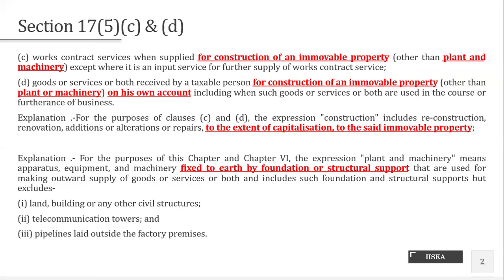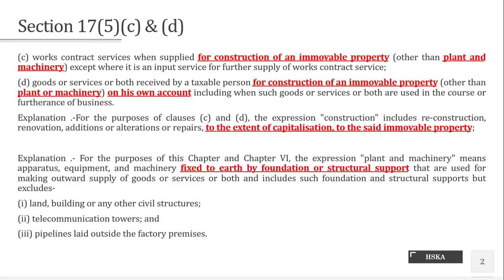17.5C and 17.5D talk about ITC disallowance. C talks about works contract services when supplied for construction of an immovable property other than plant and machinery, except where it is an input service for further supply of works contract. D talks about goods or services or both received by a taxable person for construction of an immovable property other than plant and machinery on his own account, including when such goods or services or both are used in the course or furtherance of business.